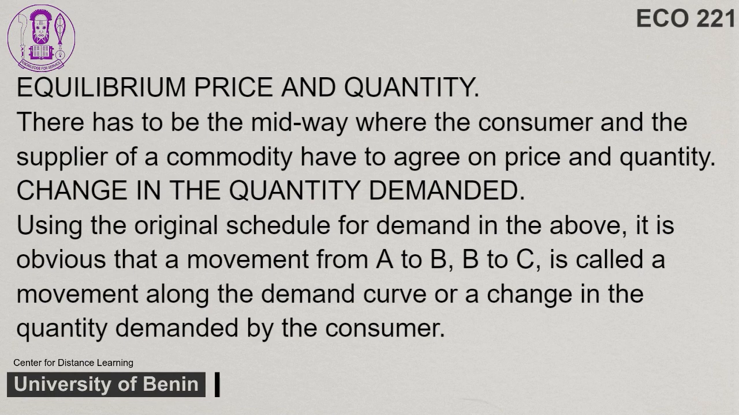Equilibrium price and quantity. There has to be a midway where the consumer and the supplier of a commodity have to agree on price and quantity. Change in the quantity demanded. Using the original schedule for demand in the above, it is obvious that a movement from A to B, B to C, is called a movement along the demand curve or a change in the quantity demanded by the consumer.